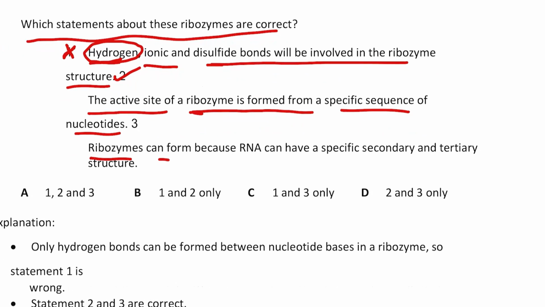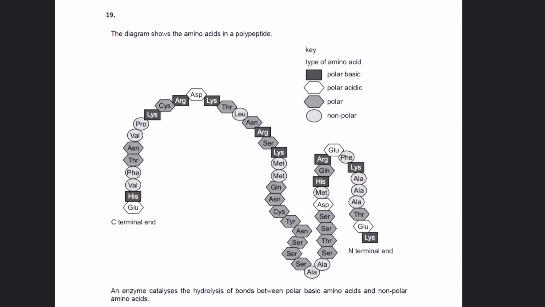Ribozymes, which are enzymes, can form because RNA can have a specific secondary and tertiary structure. Yes guys, this is true. RNA can have a secondary and tertiary structure because RNA can have hydrogen bonding. And RNA are forming ribozymes, and obviously ribozymes will have a 3D shape just like protein enzymes. So ribozymes will have a tertiary structure and secondary structure as well. So 2 and 3 options are right. The answer is D. Let's move on to MCQ number 19.